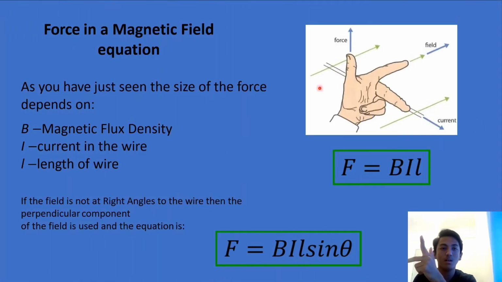Secondly, the force in a magnetic field equation. As you have just seen, the size of the force depends on B, magnetic flux density, I, the current in the wire, and L, the length of the wire. This is the formula for the force: force equals magnetic flux density times current times length. If the field is not at a right angle to the wire, then the perpendicular component of the field is used, and the equation is force equals magnetic flux density times current times length times sin theta.